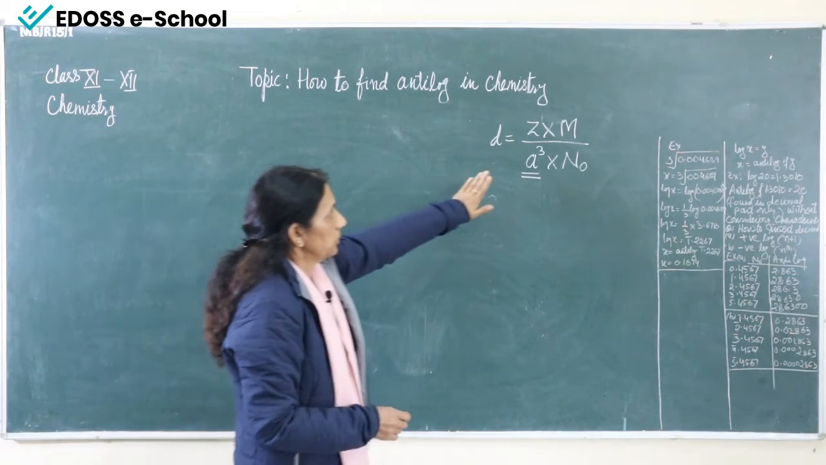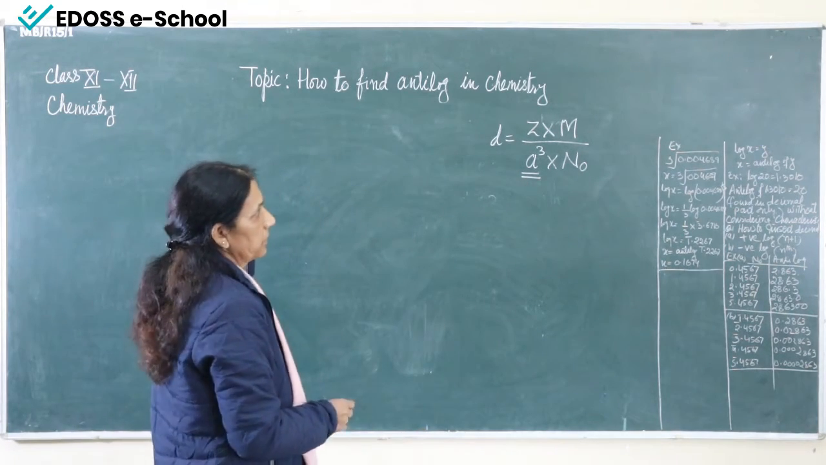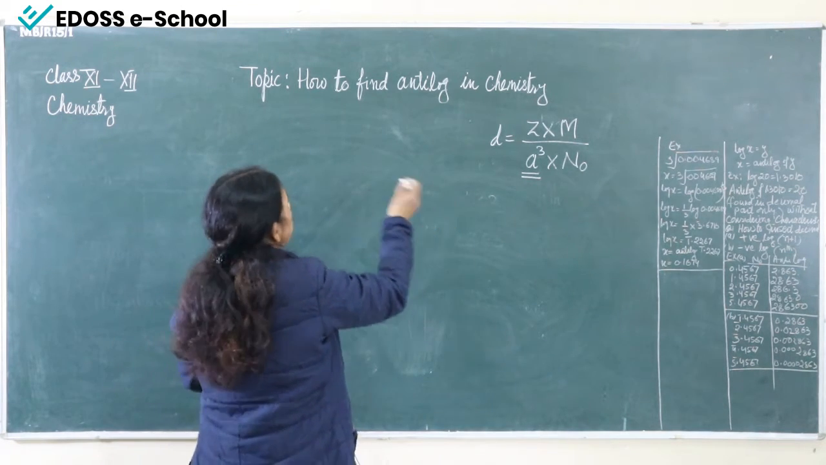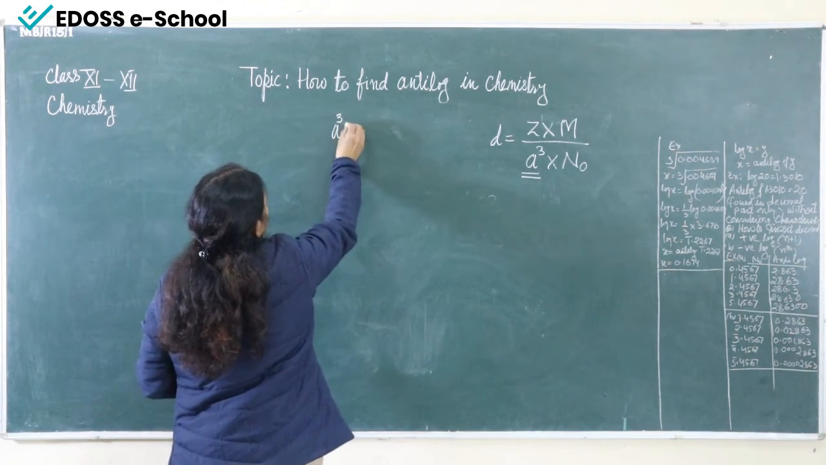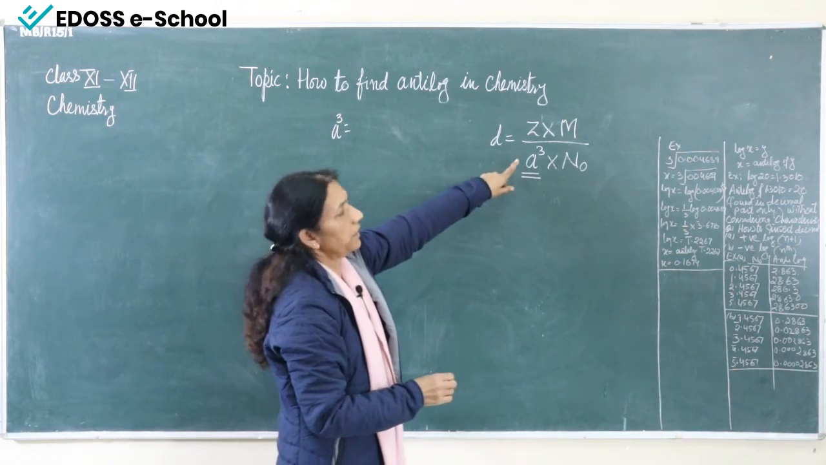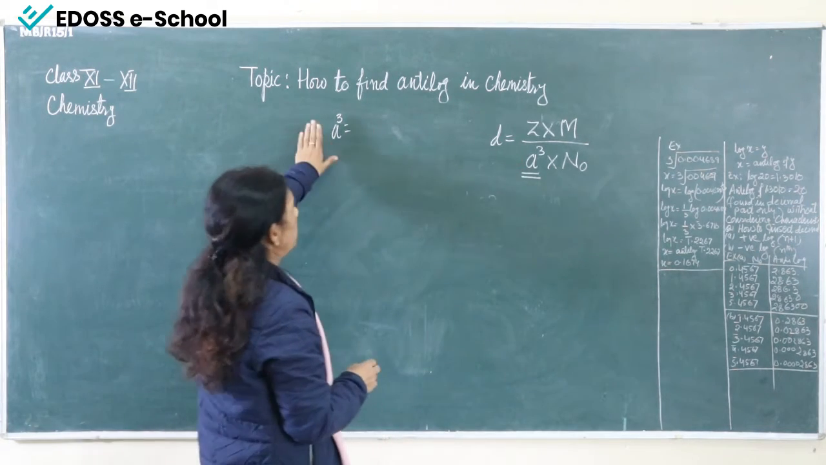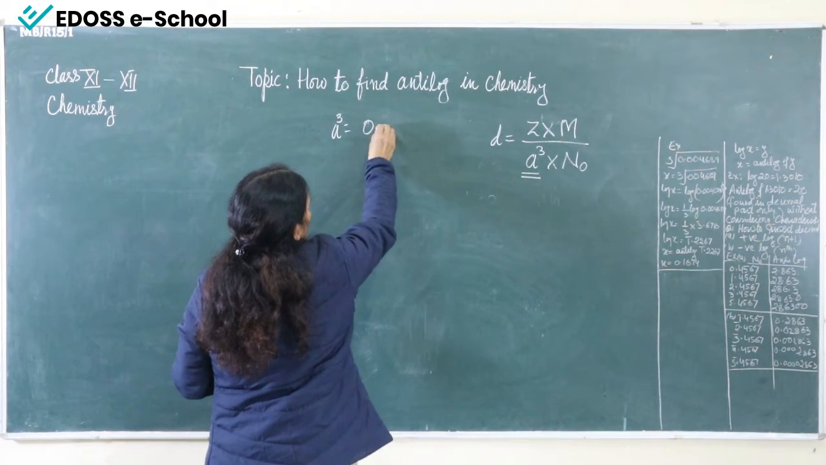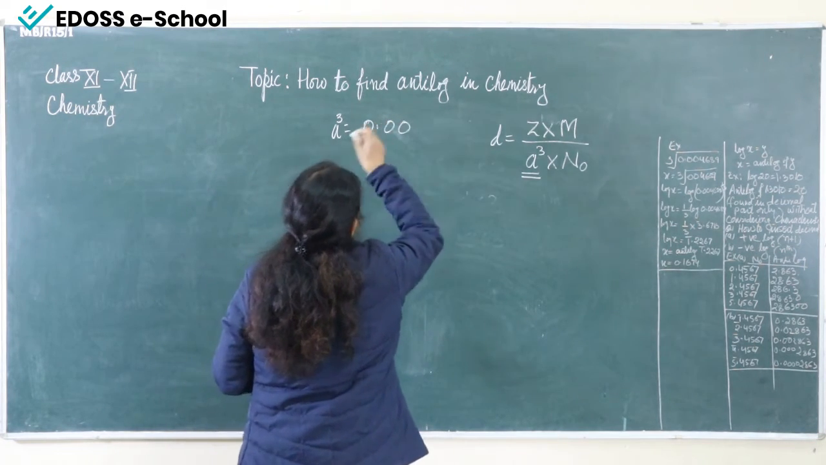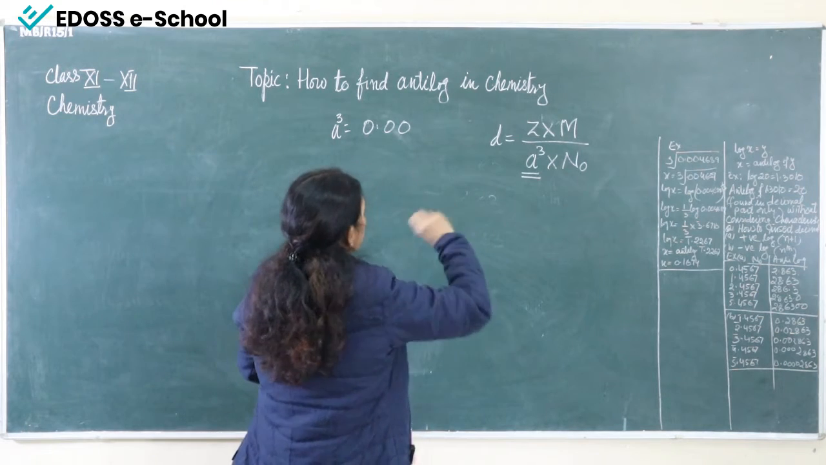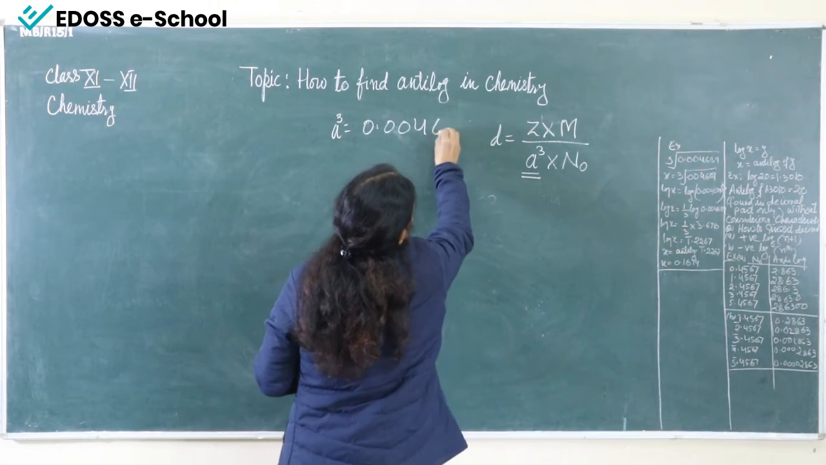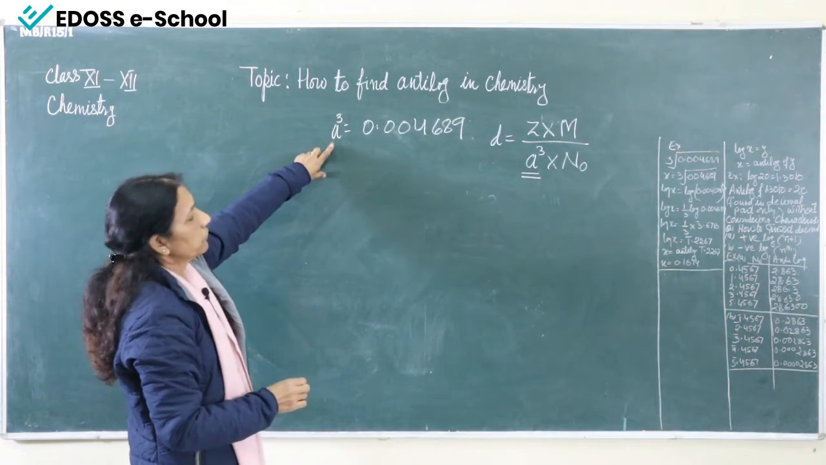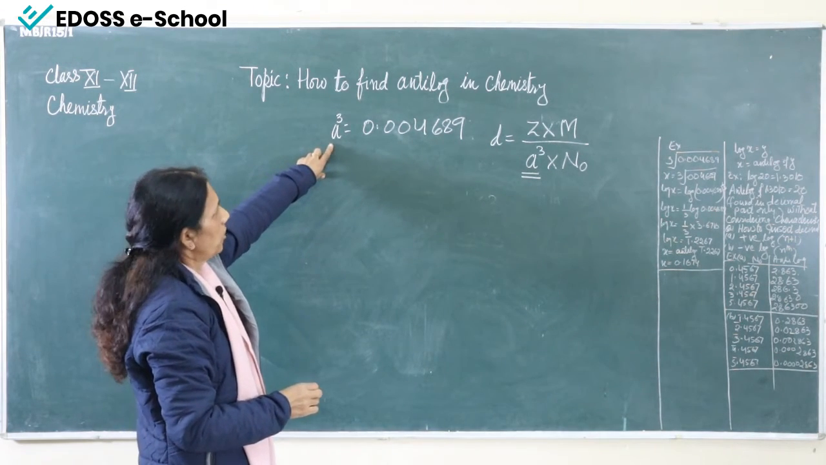Okay. So, suppose I am giving you the question. Suppose I have a question, this is the question A cube. Suppose you have to find the value of A cube. Okay. So, the value of A cube, suppose it is coming 0.00, we can say 4689. This is our number and we have to find A. So, how we will do it?